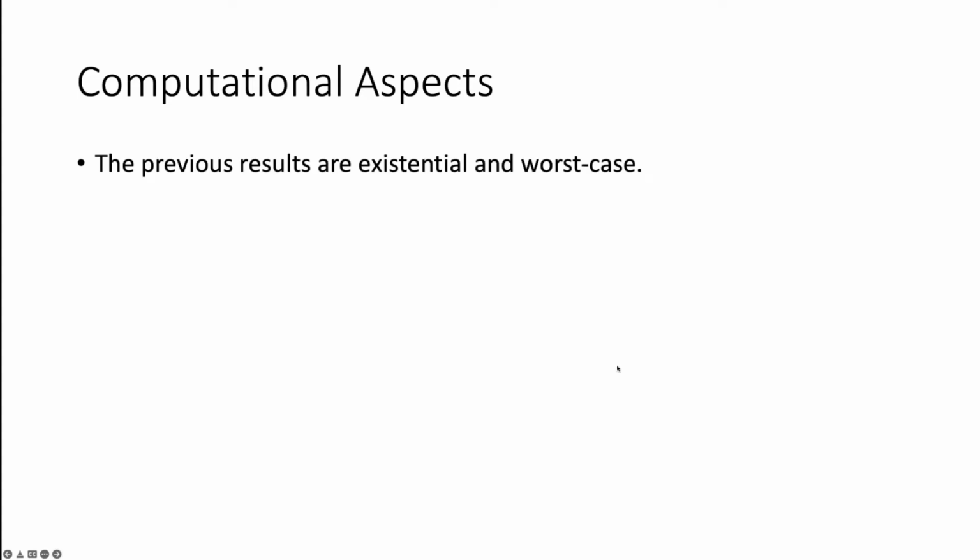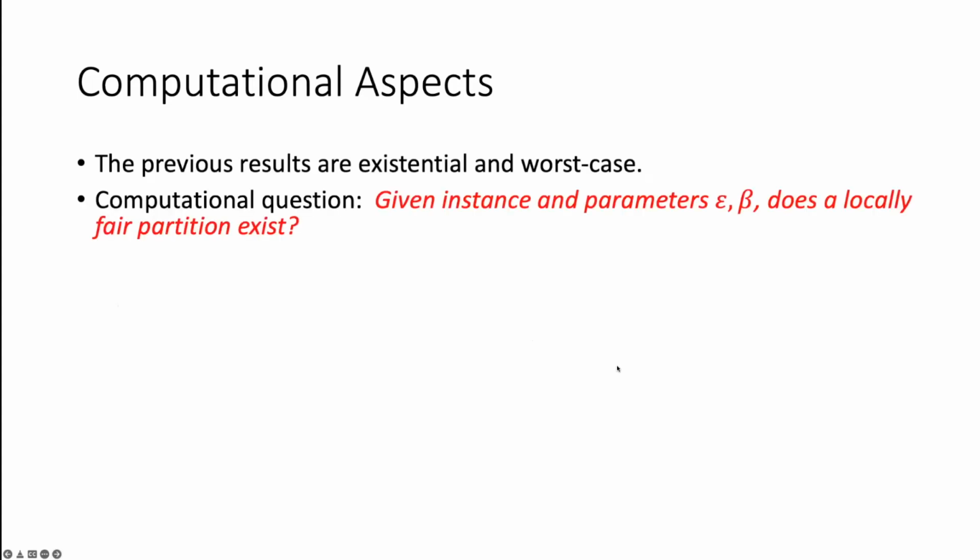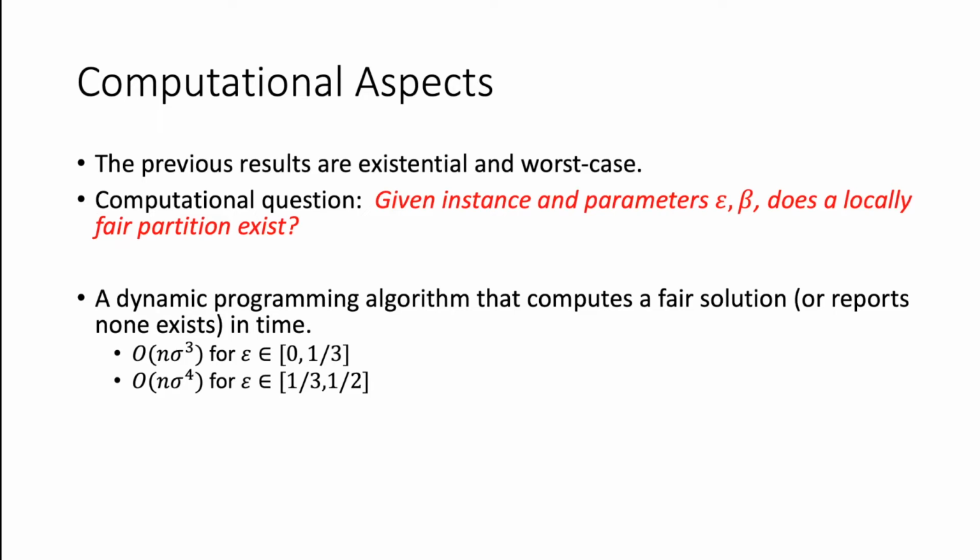Next, we look at the computational question. The previous results are all existential and worst case. The computational question is, given a particular instance and parameters epsilon and beta, does a locally fair partition exist? What we show is a dynamic programming algorithm that computes a fair solution or reports none exists in time that is polynomial in n and sigma.